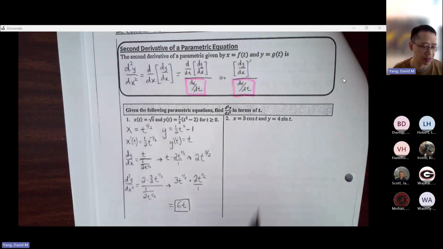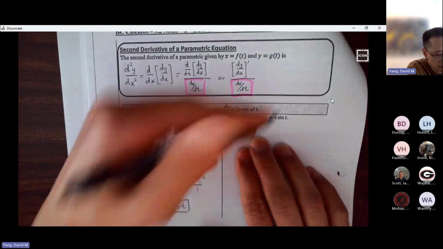Okay. So for the rest of class here, we'll just do a bunch of practice problems. We're just practicing the concepts of finding the second derivative.